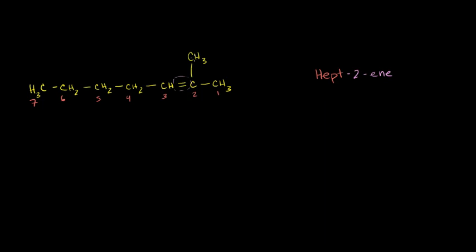And then we have this methyl group here, which is also sitting on the second carbon. So on the second carbon, we would say 2 methyl, hept 2-ene. That's all of this part over here, double bond starting on the 2 if we're numbering from the right. And then the methyl group is also attached to that second carbon.